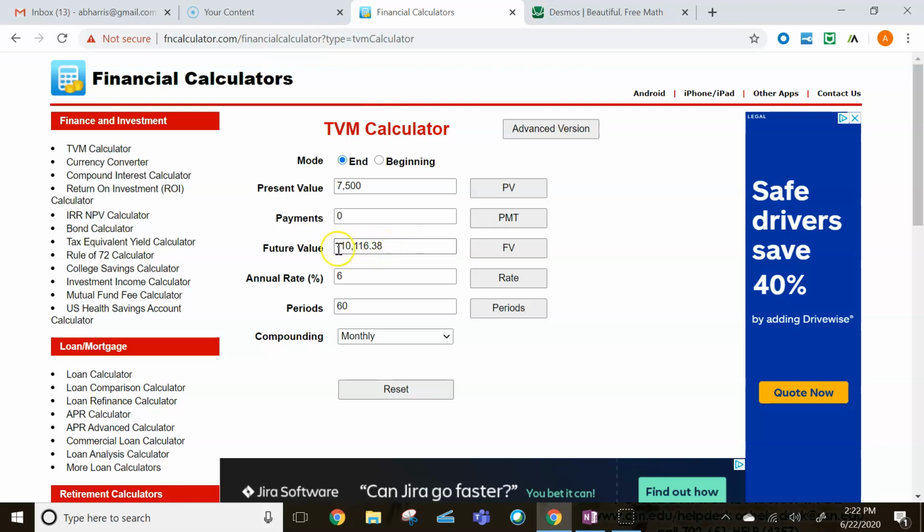There it is, 10116.38. Now notice the negative there. You can ignore that. It's part of the programming. We'll talk about that more when we do mortgages and stuff. But your present value and your future value are going to have differing signs. This is a positive amount.